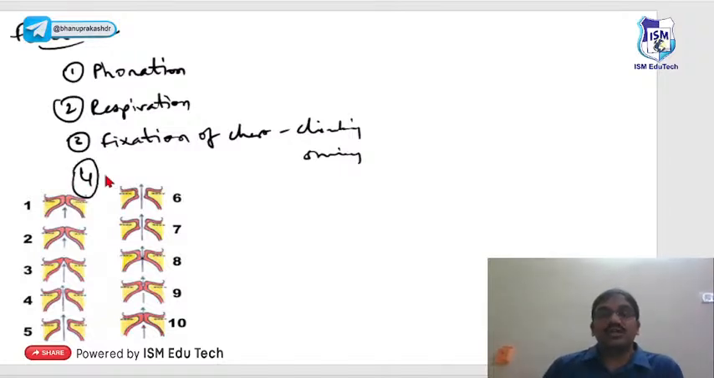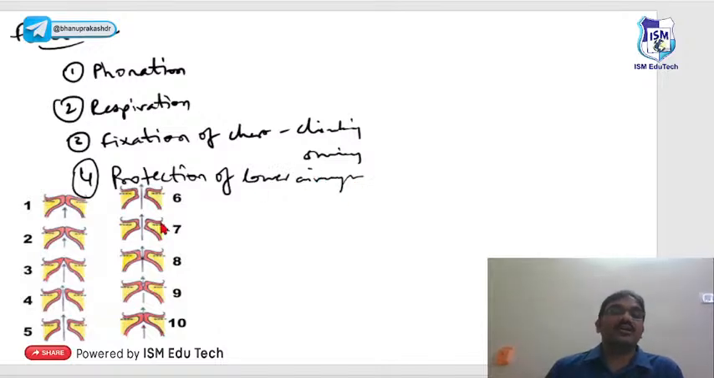The other function is protection of the lower airways, which is very important. If there is no intact sensory supply at the upper laryngeal mucosa, then aspiration of food contents can occur and your lungs can get pneumonitis, right? And there will be a problem later.